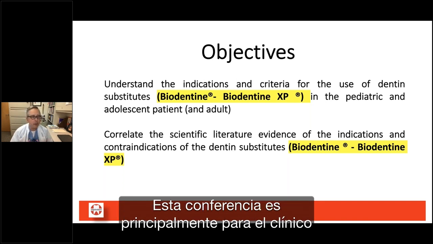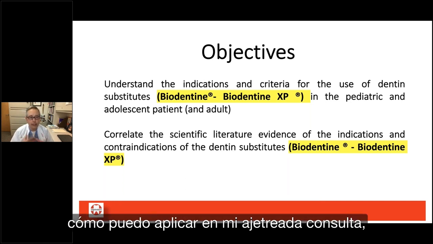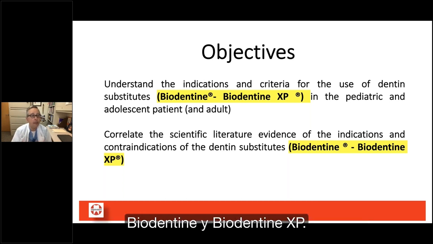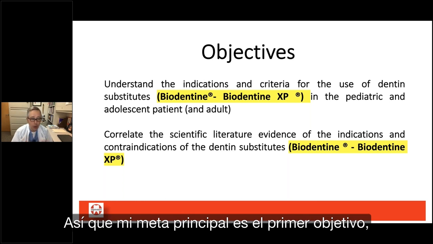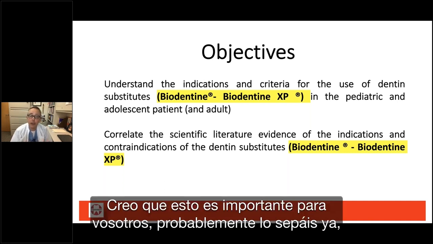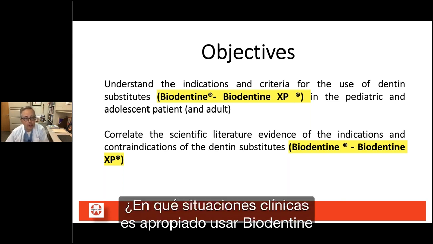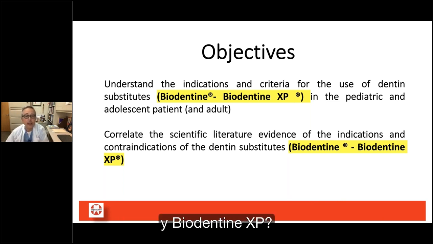At the end of this webinar, I want to correlate the scientific literature evidence of the indications and contraindications of the dentin substitutes, Biodentine and Biodentine XP. This lecture is mainly for the clinician, and I will keep that scope. How I apply in my practice, or how you can use in your practice, Biodentine and Biodentine XP. So my main goal is the first objective, for you to understand the indications. I think it's important for you. You probably know, but we are going to refresh that: in which clinical situations Biodentine and Biodentine XP are appropriate to use.